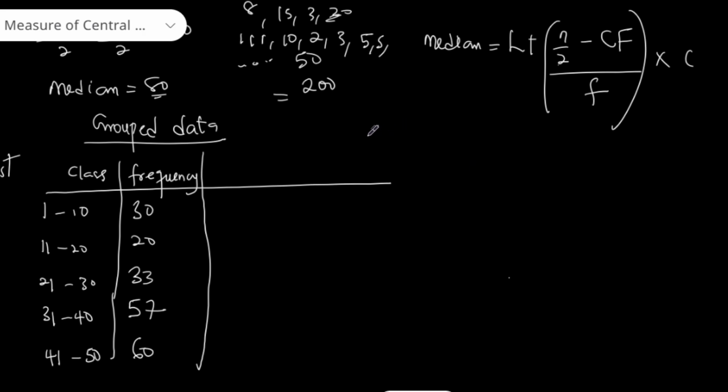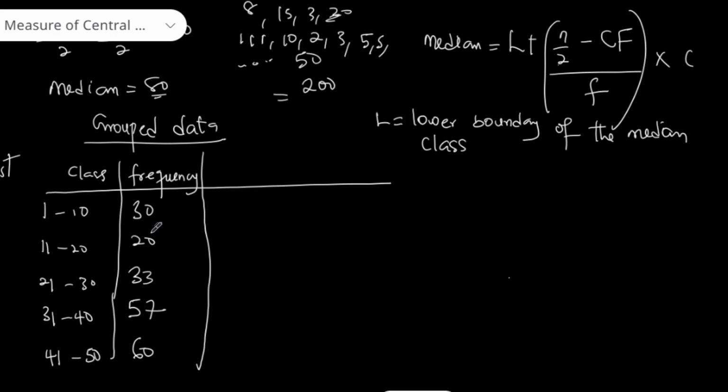You see, capital letter L is the lower boundary of the median class. Now I'm going to show you how to find the median class. Very easy, not difficult. So once we are able to find the median class, we can now find the lower boundary of the median class.